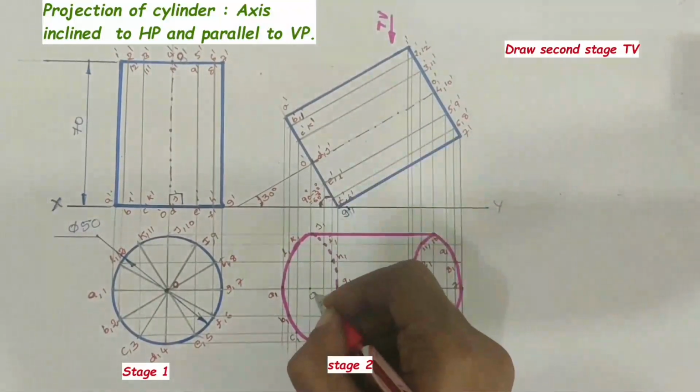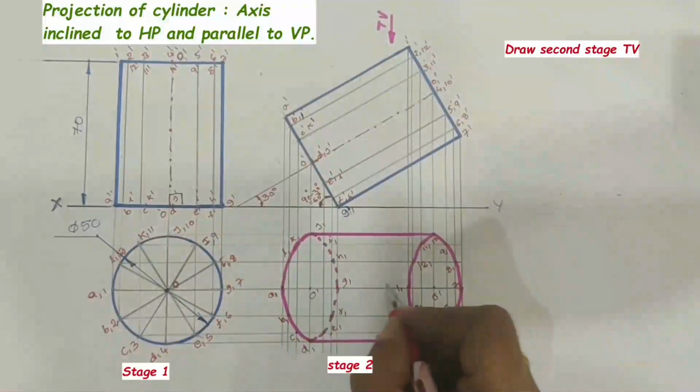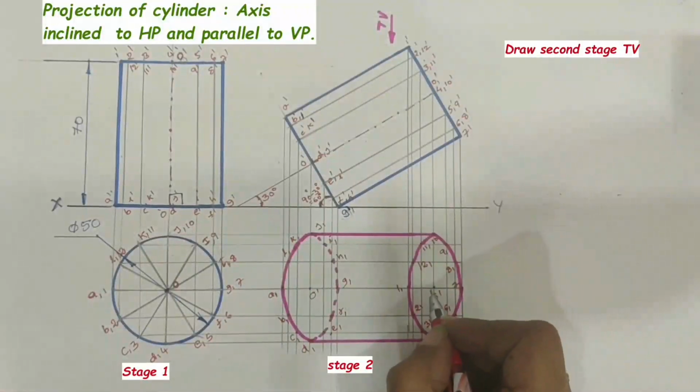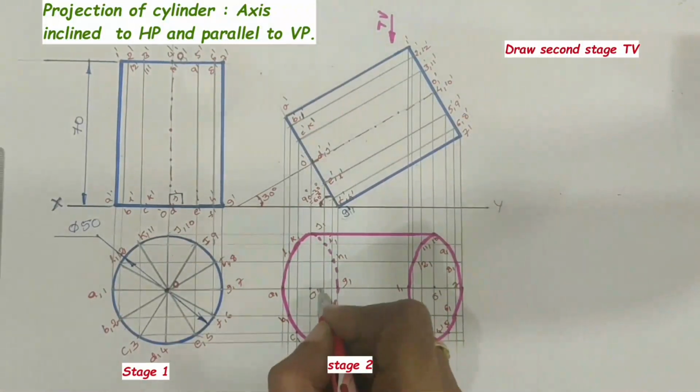This is O dash and this is also O dash. Here it is the image of the axis in top view. Axis is an imaginary line.